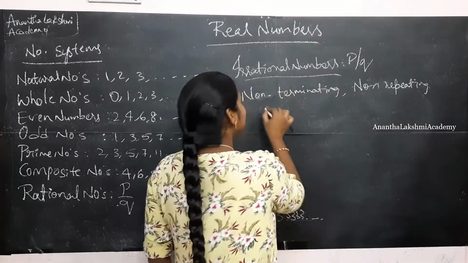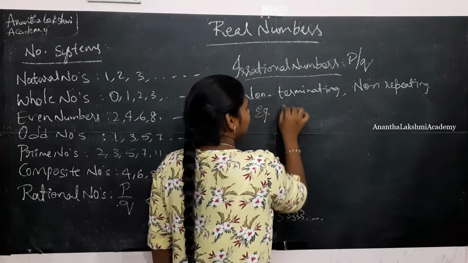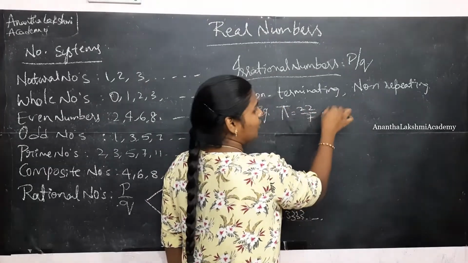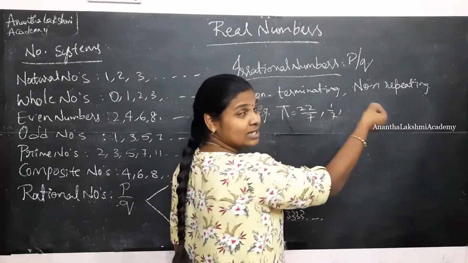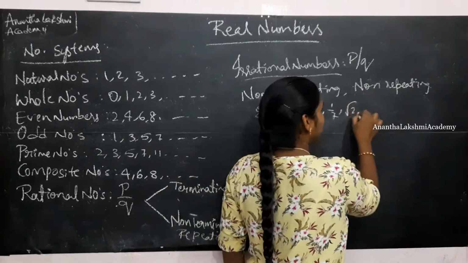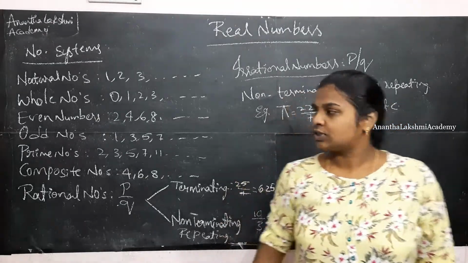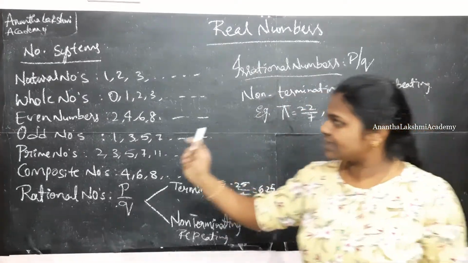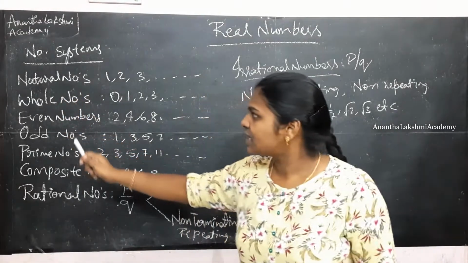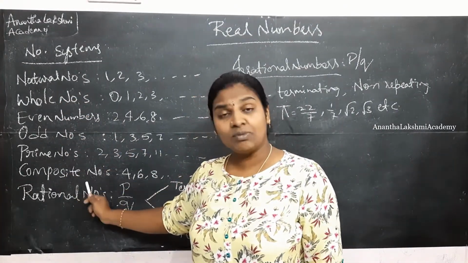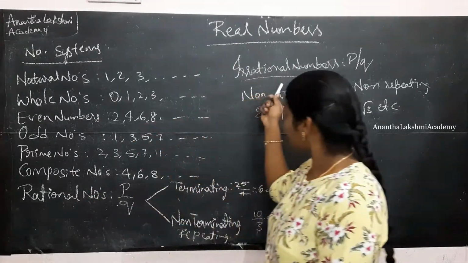Alright, what are the examples of this? The familiar pi, which is nothing but 22 by 7 or 1 by 7. This goes on, these values, root 2, root 3, etc. Alright. So within the number system, we have discussed natural numbers, whole numbers, even numbers, odd numbers, prime numbers, composite numbers, rational numbers, and irrational numbers.